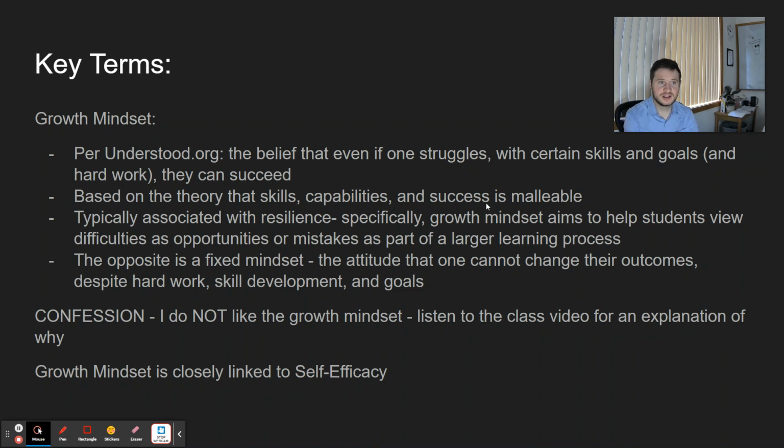It is based on the theory that skills, capabilities, and success are malleable, meaning there is nothing in any person that ever caps what they can do in this world. We are all capable of anything we set our minds to. That's what the growth mindset says. And it is very often associated with resilience.